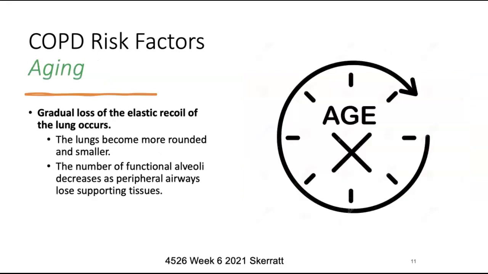And lastly, aging. As people age, there's gradual loss of elastic recoil of the lungs. The lungs become more rounded, they're smaller, and the number of functional alveoli decreases as peripheral airways lose supporting tissues. So it's very common to see this as individuals age. These changes are similar to those seen in the client with emphysema, but clinically significant emphysema usually is not caused by aging alone.